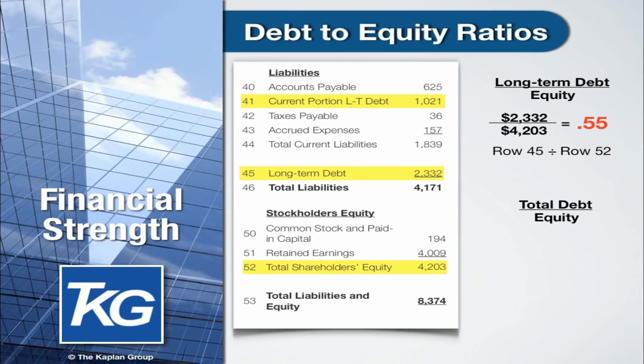When we look at total debt, we've got the short-term debt, which is the current portion of long-term debt, and that is $1,021,000, and we add that to the $2.3 million of long-term debt and divide that sum by the same total equity amount, and this time the ratio is higher. It's 0.8, but it's still well below 1.0, so the financial strength of this company looks solid.